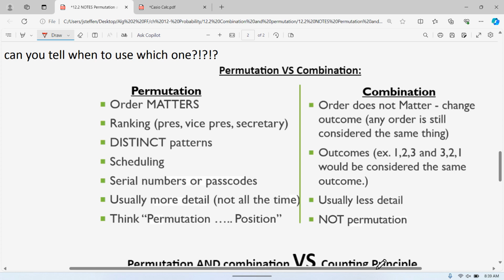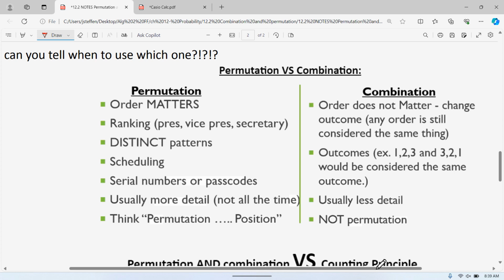Now, combinations, and this is kind of a cop-out, but it's the ones that aren't those. So combinations are when the outcomes don't matter. So if it's, again, like I said earlier, 1, 2, 3, and 3, 2, 1, those are the same outcome because the order doesn't matter. They're usually less detailed. And then again, at the end, it's not permutation. If it's not rankings, it's combination. If they don't have distinct patterns, it's combination. If it is not a serial or a passcode number. So that's usually how you can look at it and tell a difference.